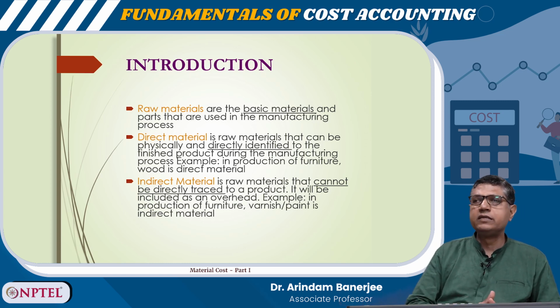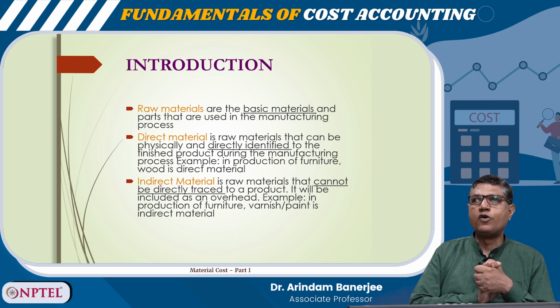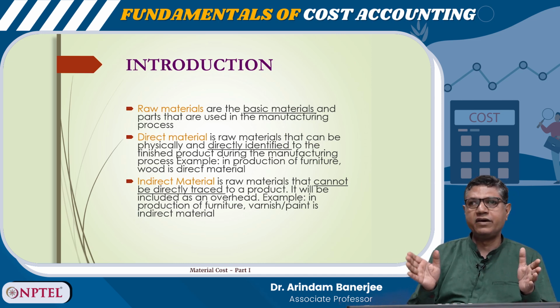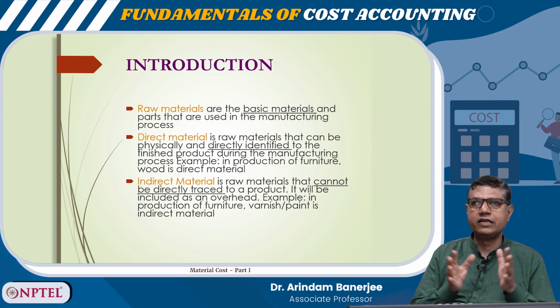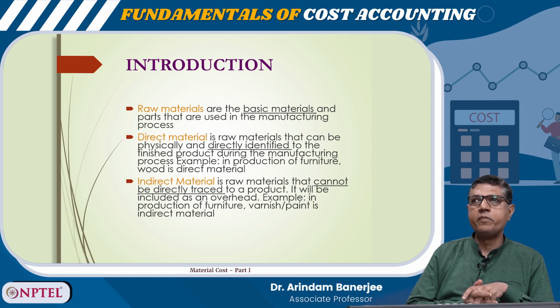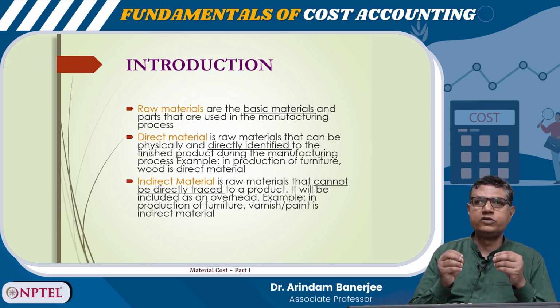So, introduction, raw materials. What actually does raw material mean? Raw materials are the basic materials and parts that are used in the manufacturing process. So we can classify material into two parts. First one is the direct material, second one is the indirect material. What is the direct material? These are the raw materials that can be physically and directly identified to the finished product during the manufacturing process. Example, in the production of furniture, wood is the direct material, right. So, I can directly identify how much wood has been used for production of furniture.